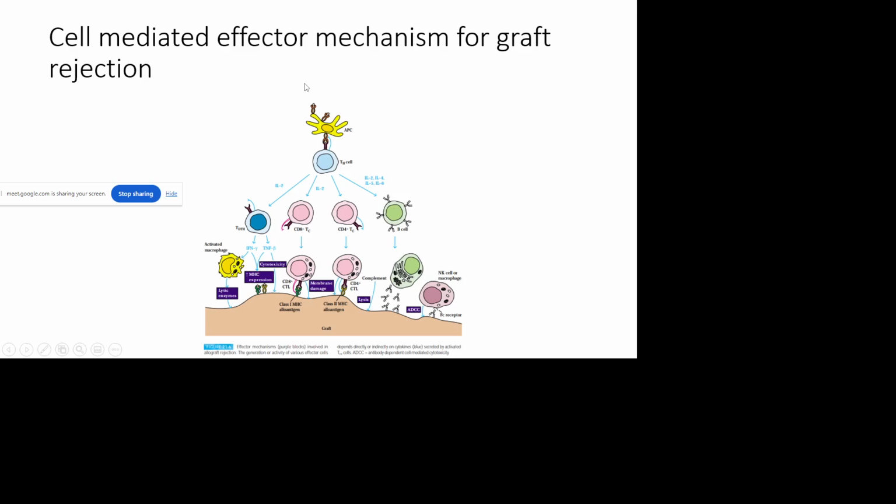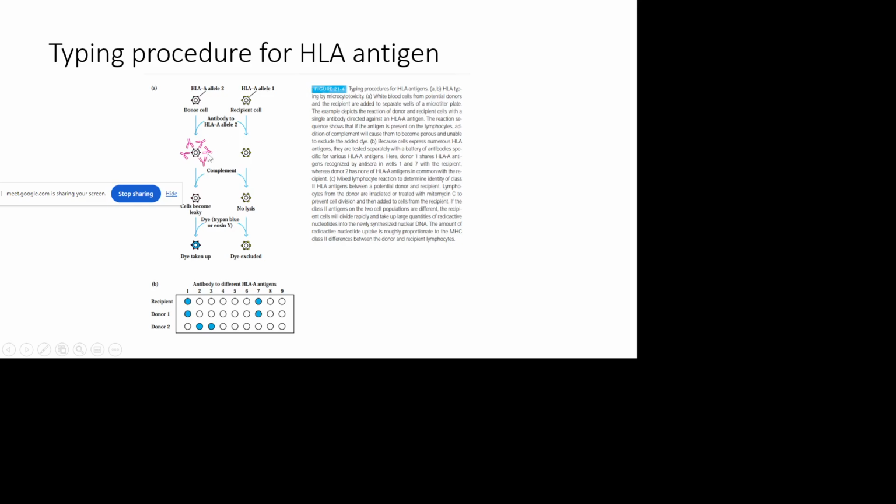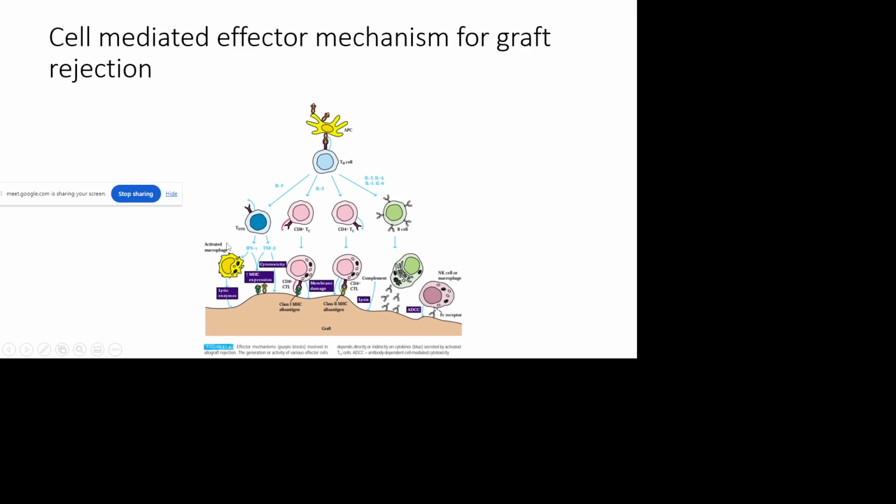These are the ways in which your immune system will reject a graft which is foreign, whose HLA type is not matched. In this case, the graft will be rejected by all of these mechanisms.